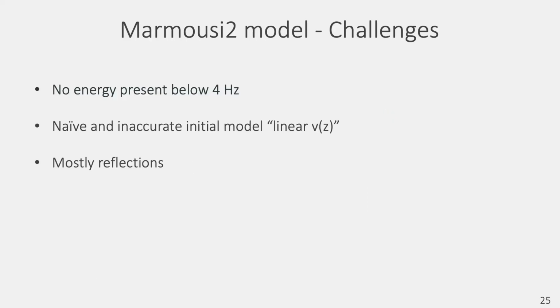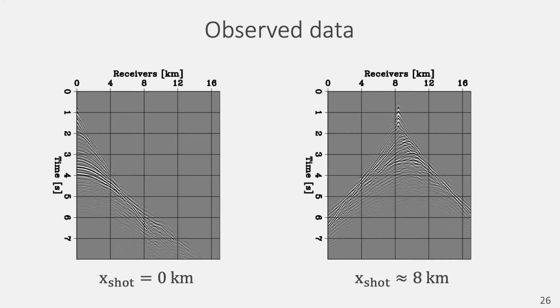Finally, the dataset is mostly composed of reflected events and contains very little refracted energy, which we know is very useful for the success of conventional FWI. This shows 2 representative shot gathers for sources positioned at 0 and approximately 8 kilometers. And as previously mentioned, they are mostly composed of reflected energy.